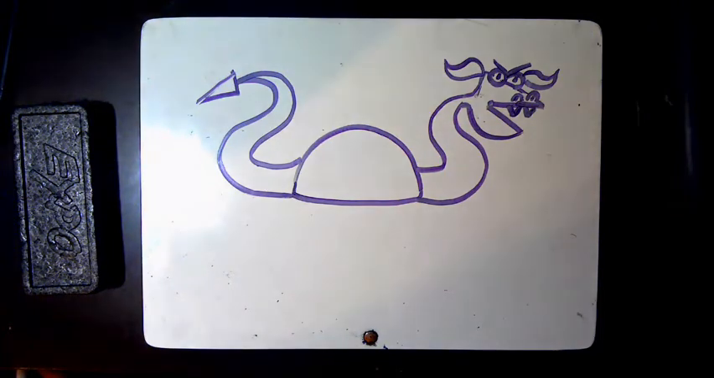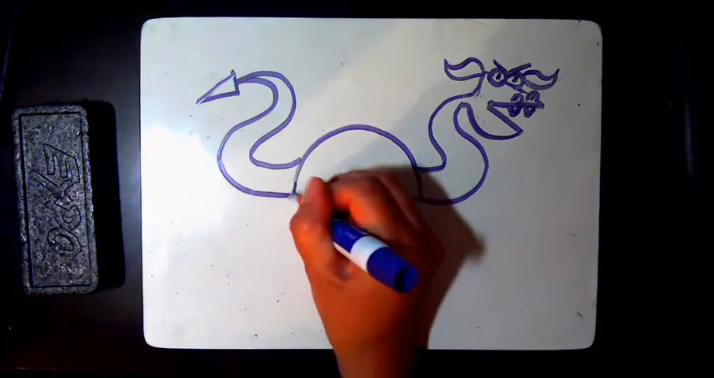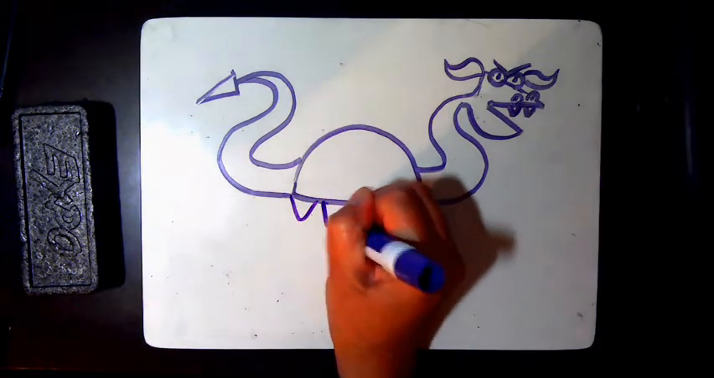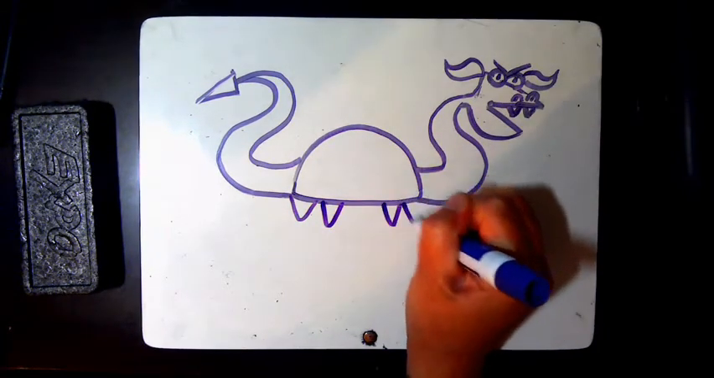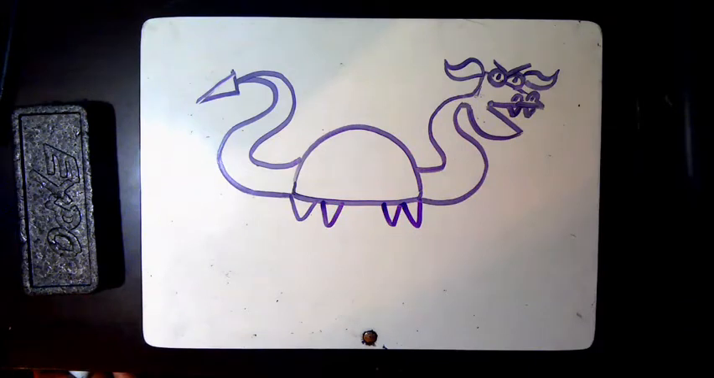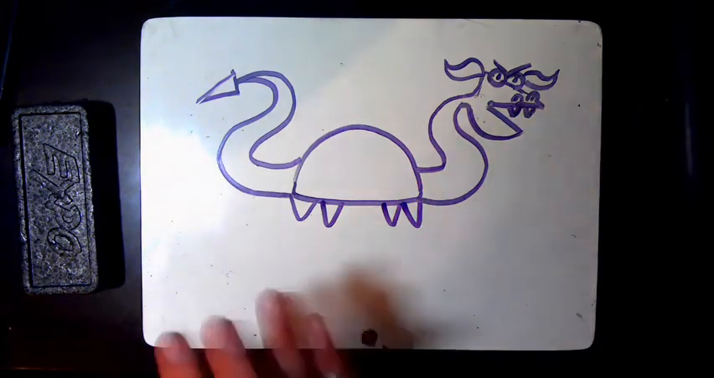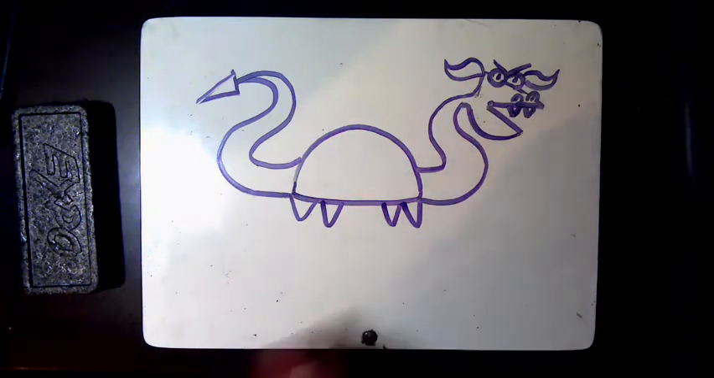I'm going to give him some crazy little feet, and I'm just going to start off first with triangles. 1, 2 back legs. 1, 2 front legs. So shapes, shapes, shapes. Don't worry, we're going to add some more details. It'll look a little bit different than this.